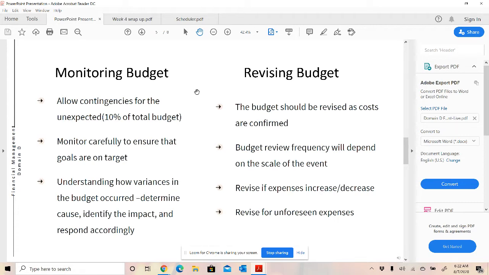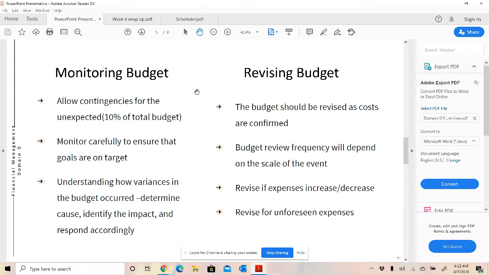So I used the example before with marketing. If you have taken money from the marketing budget and notice that your registration numbers are low, because you're monitoring the budget and you're following your KPIs and milestones, you can see that because you reduced the marketing budget, it's impacting your registration. If you weren't monitoring it and you weren't paying attention, you wouldn't know. So you want to make sure you're constantly monitoring and revising.